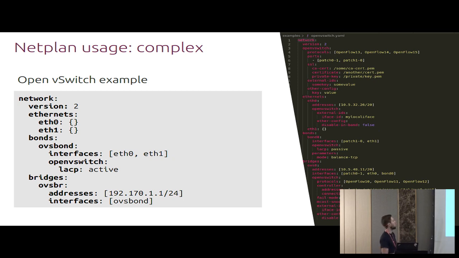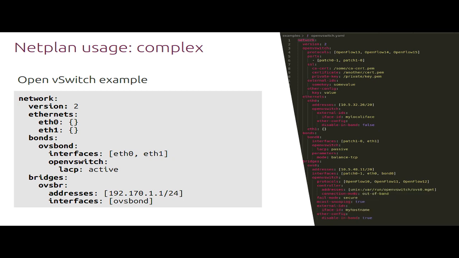And on top of that, we define a bridge that we call OVS bridge, and it's the parent interface to the bond. And we define a static IPv4 address on the bridge interface as well. So now you can see the format is pretty simple. You define the type of networking device that you want to configure, be it physical like Ethernets or virtual like bonds or bridges, then you put the interface definition beneath that, and then you have all the settings for the specific interface.